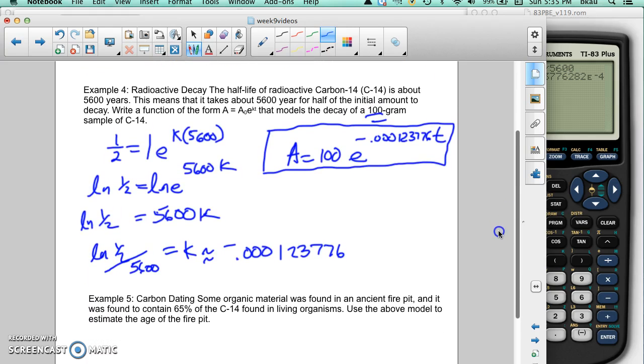All right, so we got some carbon dating here. On the second example, we have the formula now.